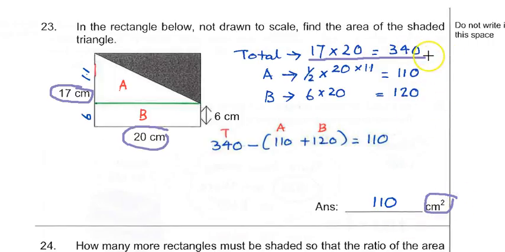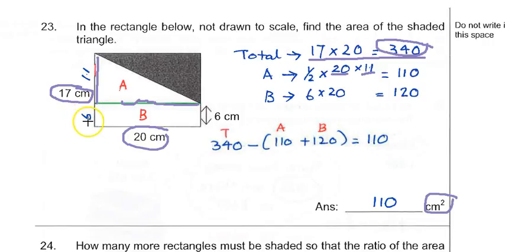Just for working fast. Now, the areas of A and B must be subtracted from this whole figure. This whole figure is 17 times 20, so your total is this. Figure A is half times 20 times 11. A is 20, which is this line, and 11 is the top. Okay, 17 means 11 here, 6 here.